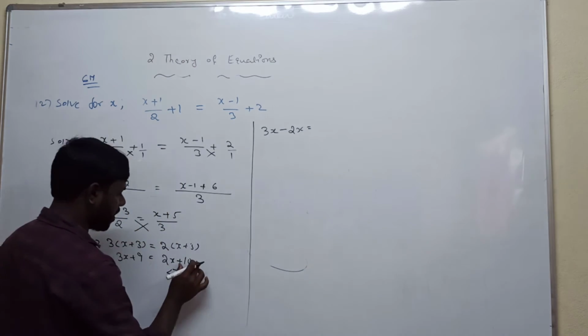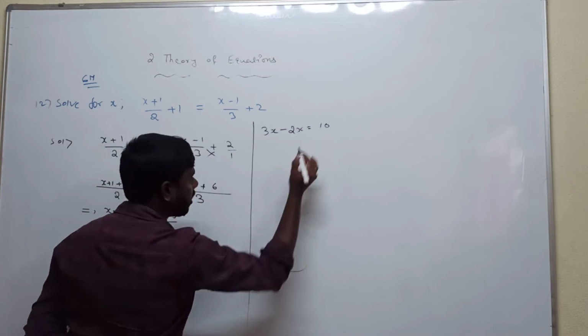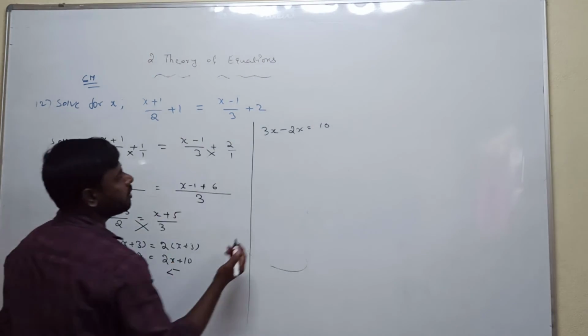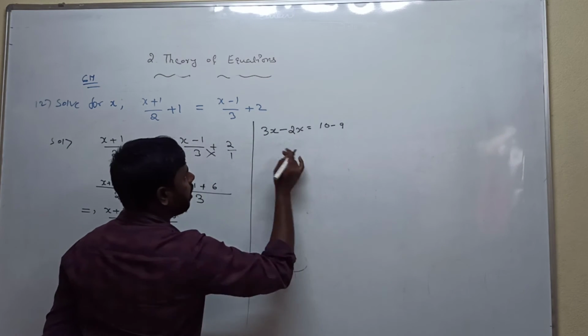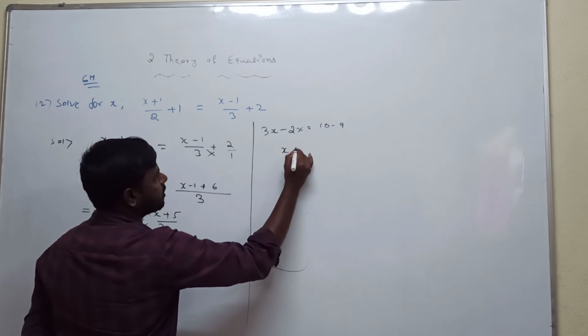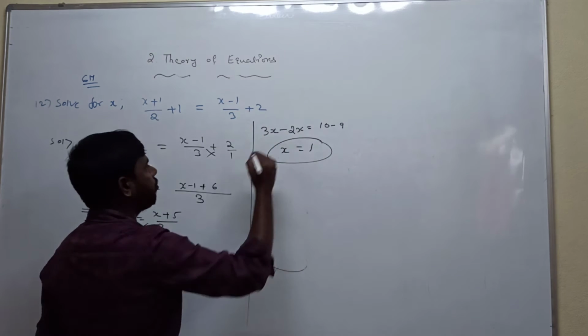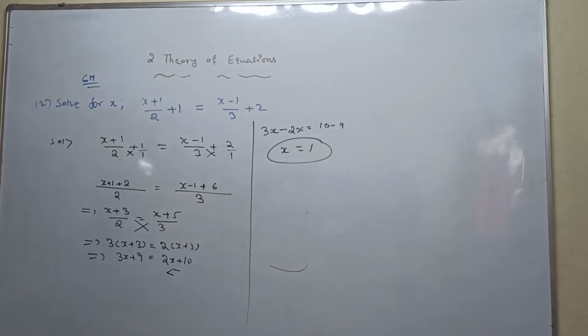Next, on the right hand side plus 10 is as it is. The left side constant value plus 9 goes to that side as minus 9. Plus 3x minus 2x is x. 10 minus 9 is 1. So finally we got the x value. You understood?